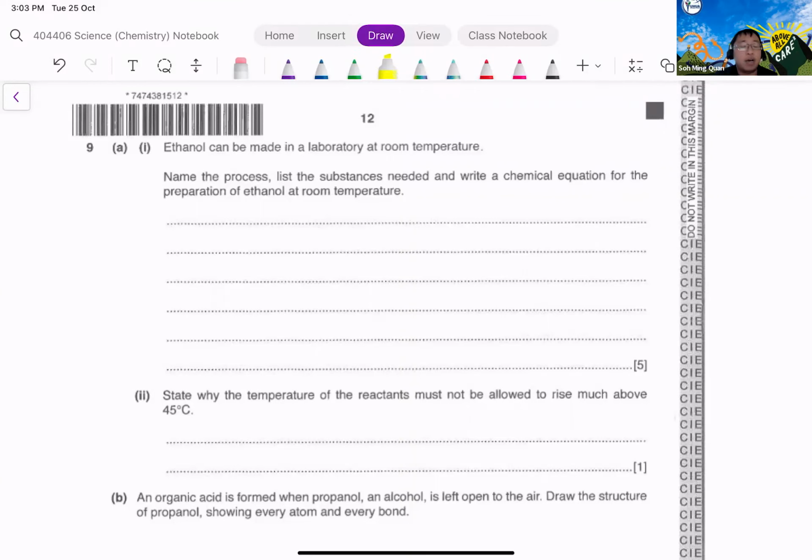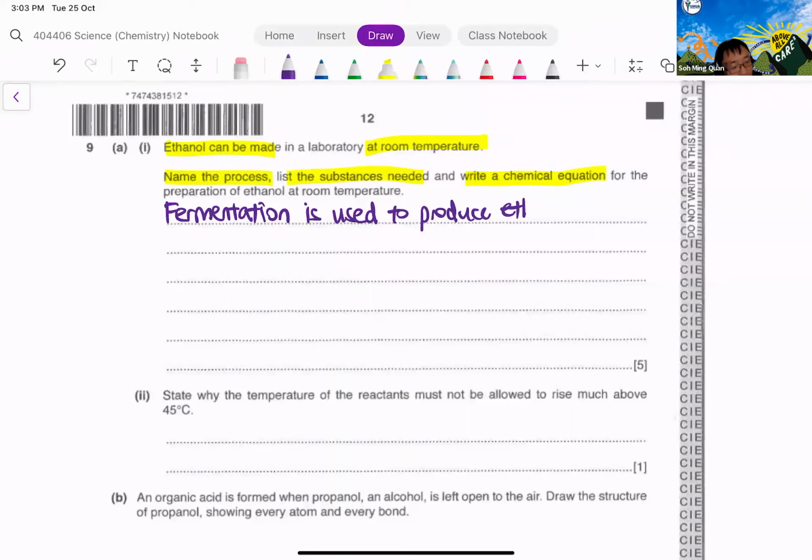So now let's look. 9A part 1. Ethanol can be made in a lab at room temperature. Name the process, list what's needed, and write the chemical equation for the preparation of ethanol. So we have gone through this before. To prepare or manufacture ethanol, the process is fermentation. Fermentation is used to produce ethanol. Now this is 1 mark.